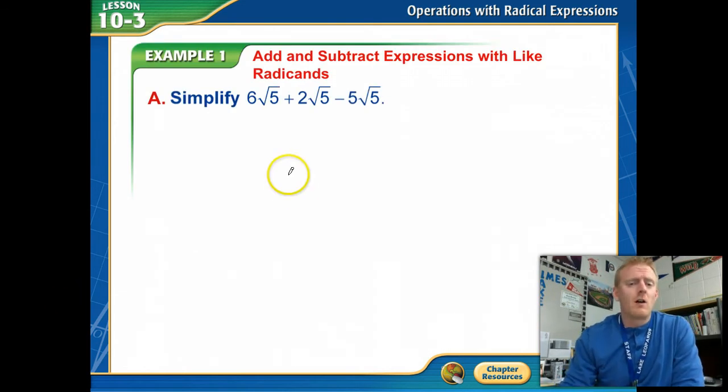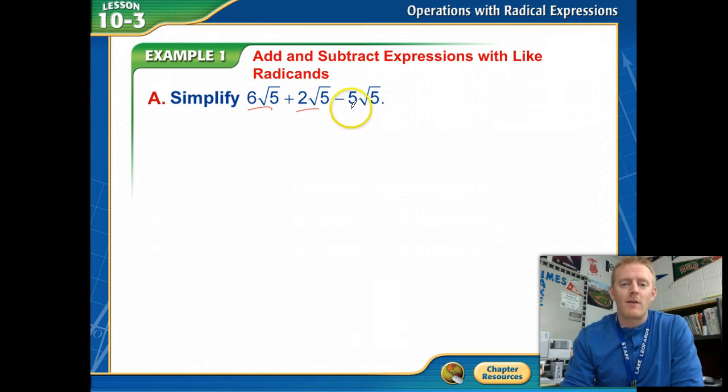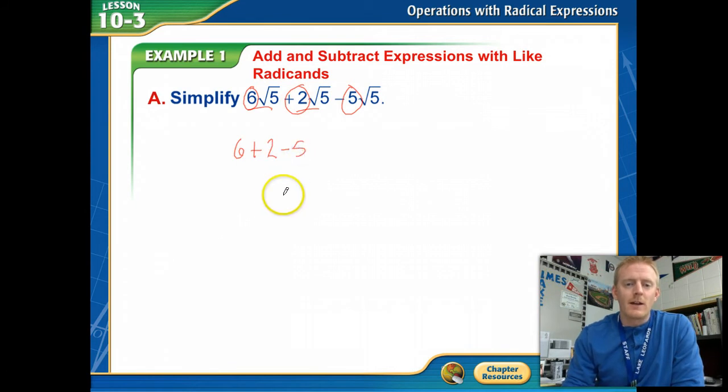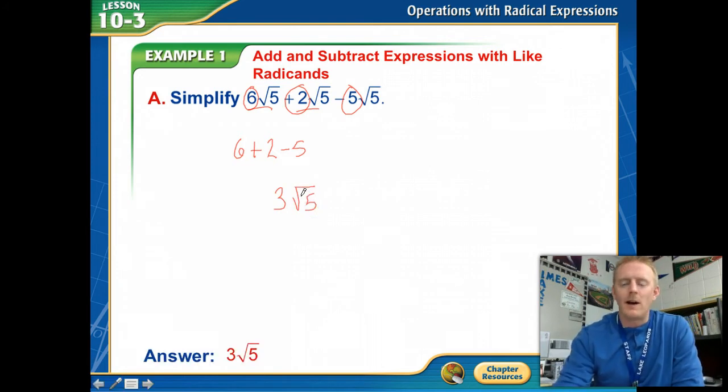For the most part, folks, all we're really looking for is, do we have like terms? Do they have the same square root? That is how we determine that we can add 6 root 5 plus 2 root 5 minus 5 root 5. So we end up just adding or subtracting the number in front of the square root. So 6 plus 2 becomes 8. 8 minus 5 becomes 3. So we're really just doing 6 plus 2 minus 5, getting our answer of 3 and keeping the square root of 5. That's, for the most part, all we have to do here today.